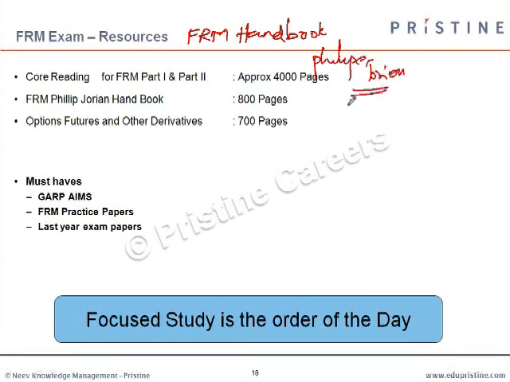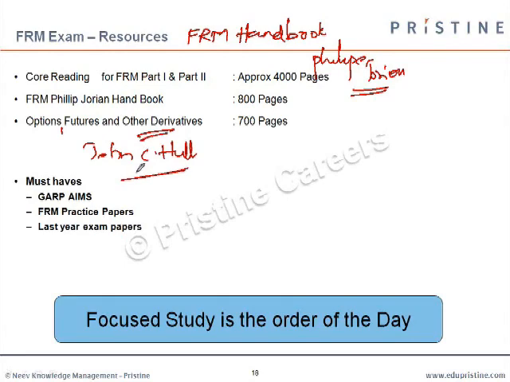It's a must-have book in my opinion, more so for your level two, because there is a very good set of questions, very good previous years' question papers, included in this handbook. So it's definitely a very useful book to possess from an exam perspective. Okay, FRM Handbook by Philippe Jorion. The other important book that I recommend is Options, Futures and Other Derivatives by John C. Hull. Again, it's a very, very good textbook, primarily because of the way he has explained the concepts. He has a very nice way of explaining concepts.